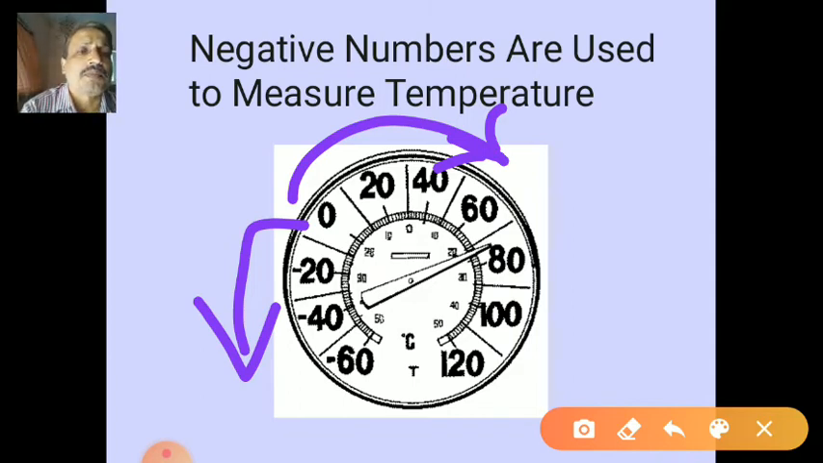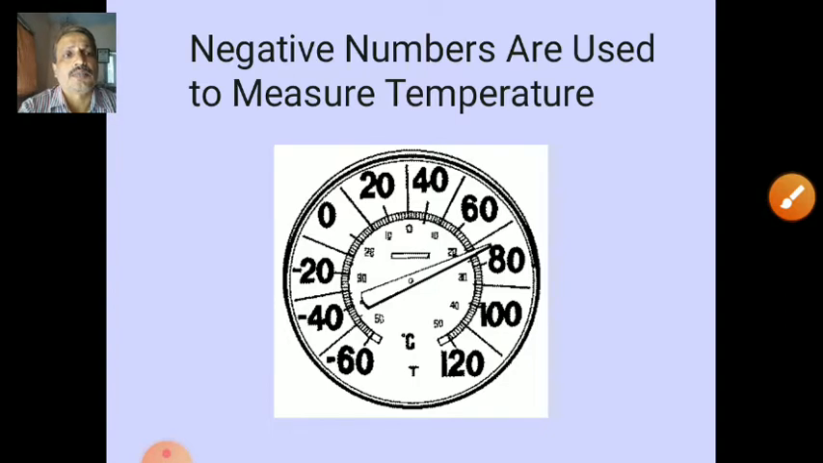Sometimes you can prepare your magic game this way: for a correct answer you give plus marks, and for a wrong or incorrect answer, negative marks. Yes, good. The arrow is pointing at things. It is showing the temperature meter. Negative numbers are used to measure temperature. In factories, these types of things are used.